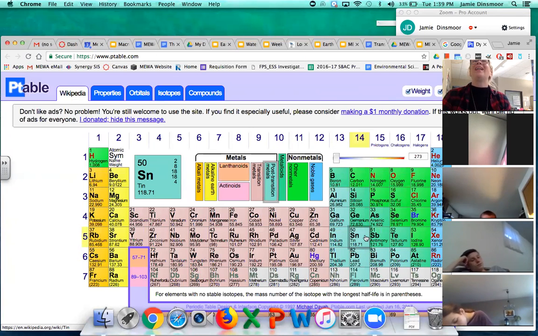Wait, no, that's not true. There are fewer atoms of tin for the same amount of boron, essentially, because of the way that these masses are listed here. Unless I might have said that backwards.